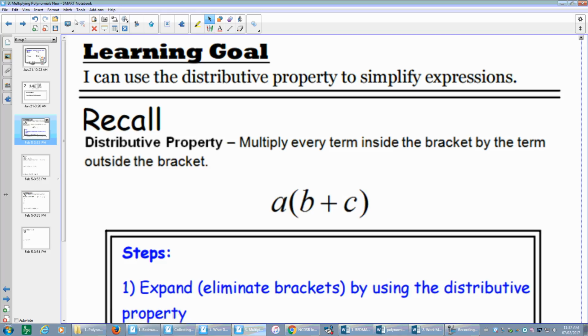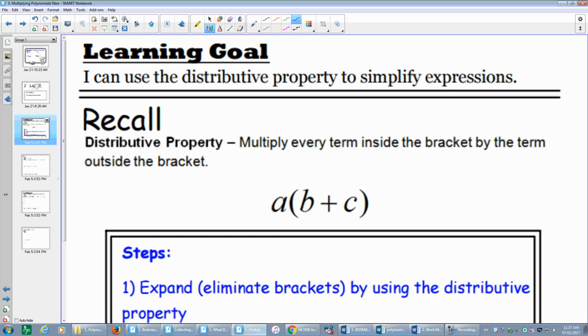So today we're going to be talking about the distributive property to simplify expressions. So again, this is all dealing with expanding. As you can see on your note, it says the distributive property. What we do is we multiply every term inside the bracket by the term outside the bracket. Sometimes you would have seen this called the rainbow.